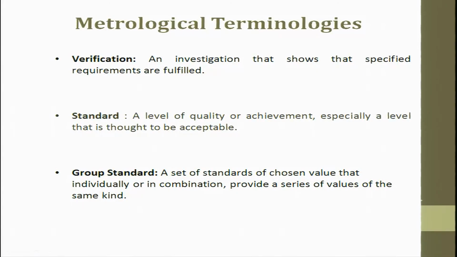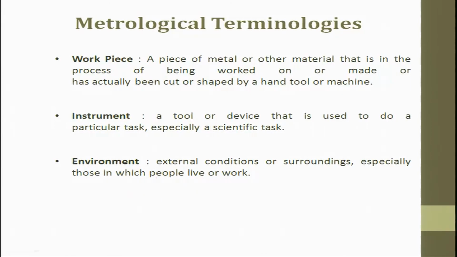Standard is a level of quality or achievement, especially a level that is thought to be acceptable. Group standard is a set of standards of chosen value that, individually or in combination, provides a series of values of the same kind. Workpiece is known. Instrument is a tool or a device that is used to do a particular task. Environment is the external conditions or surroundings, especially those in which people live or work.